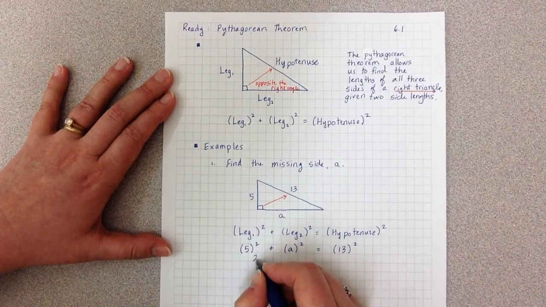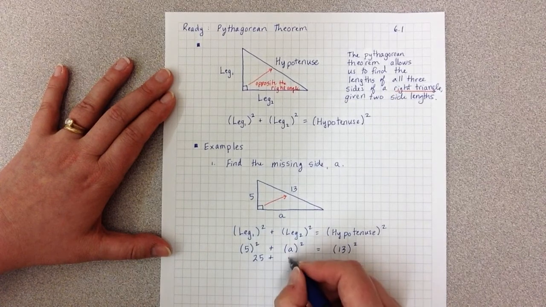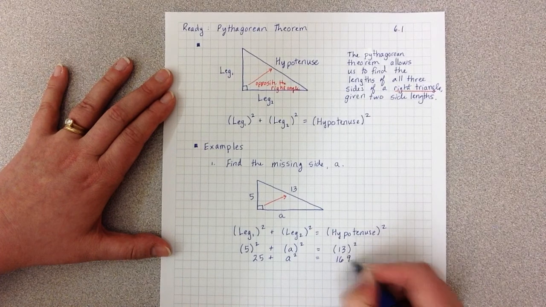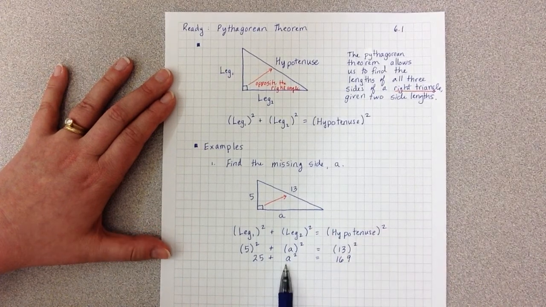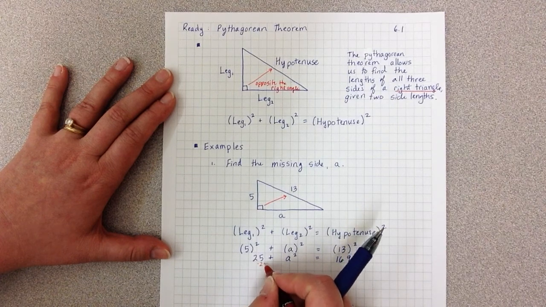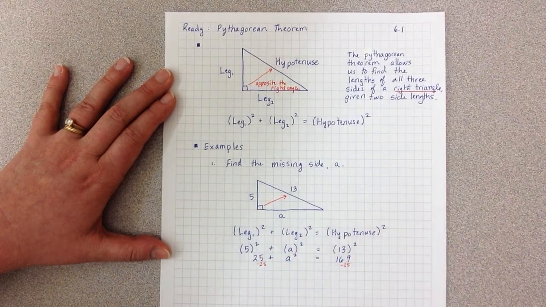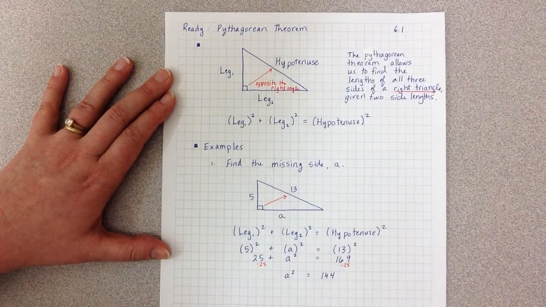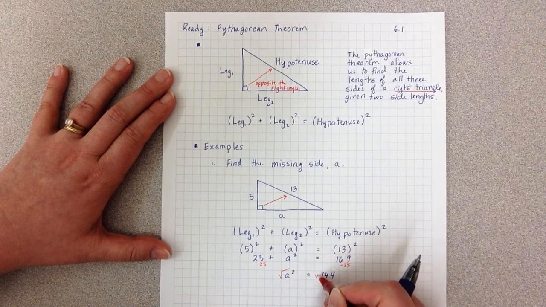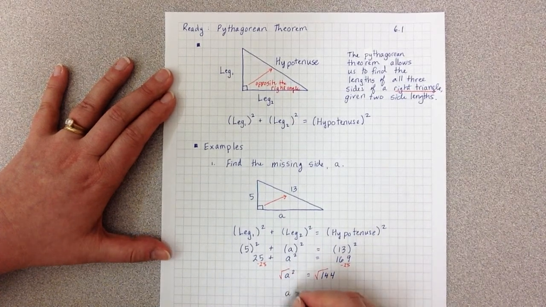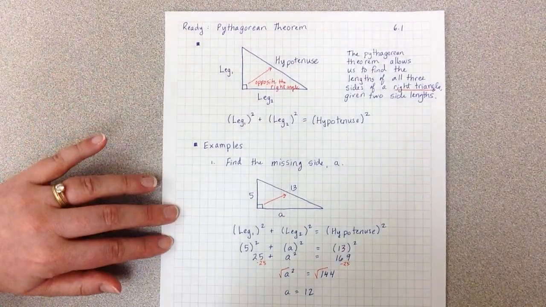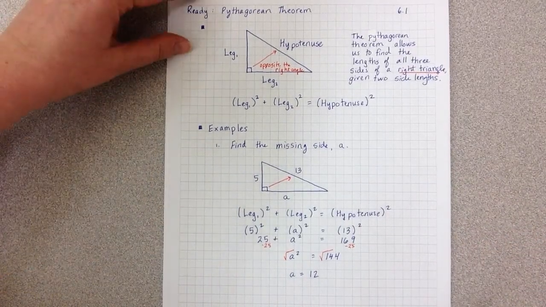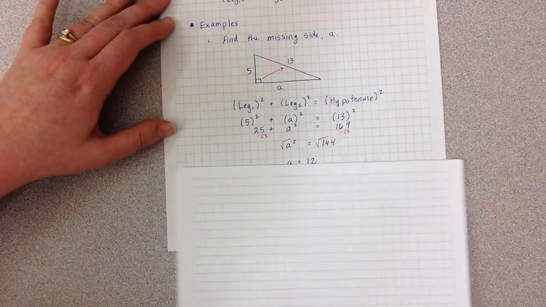Now 5 squared is 25, plus a squared, equals 13 squared, which is 169. And I now need to solve this for a squared. So I'm going to subtract 25 on both sides, which gives me a squared equals 144. I am then going to take the square root of both sides of the equation, which gets me a equals 12. So I now know that my third side, a, is 12. Let's look at a second example.